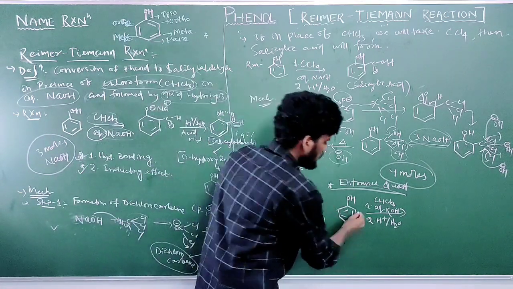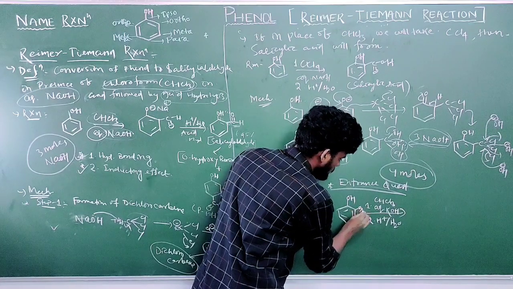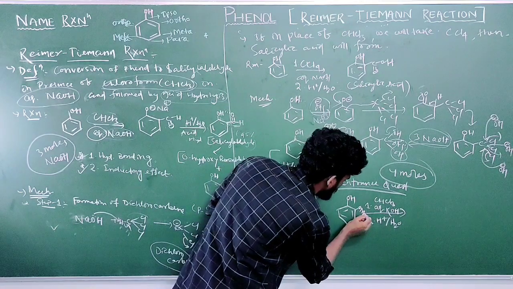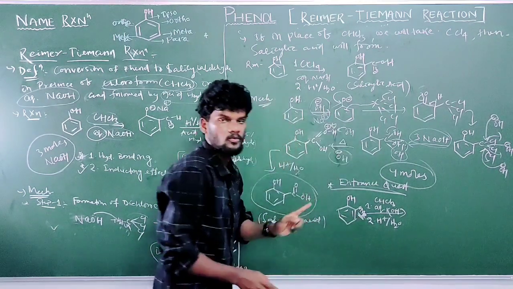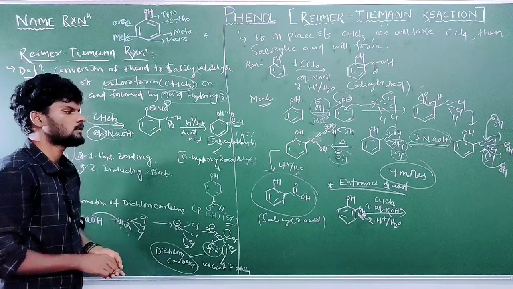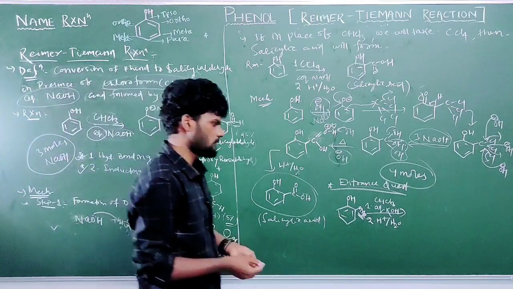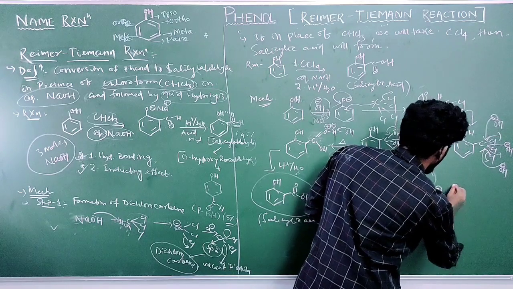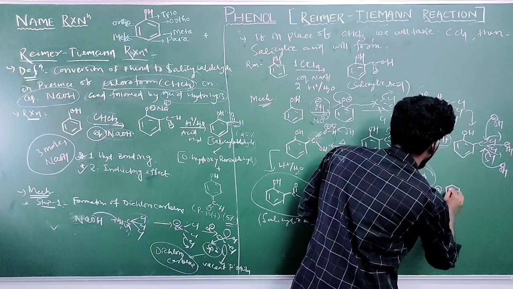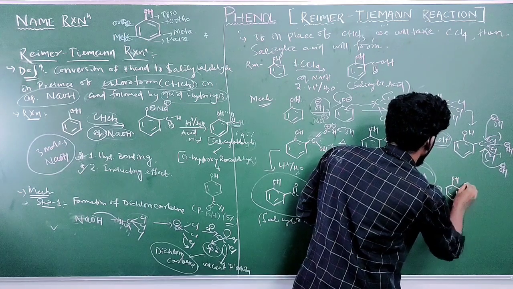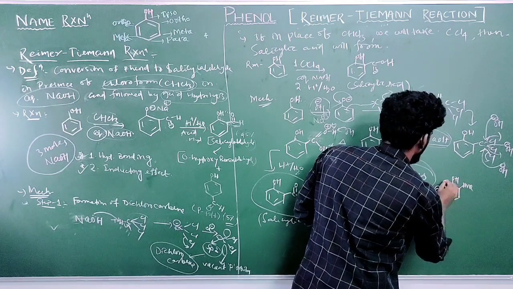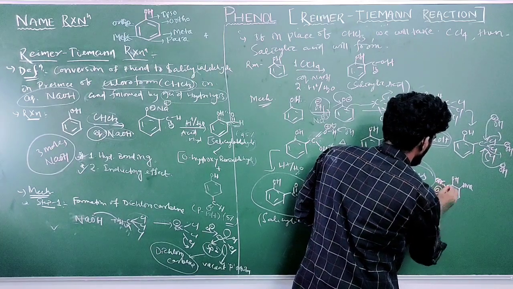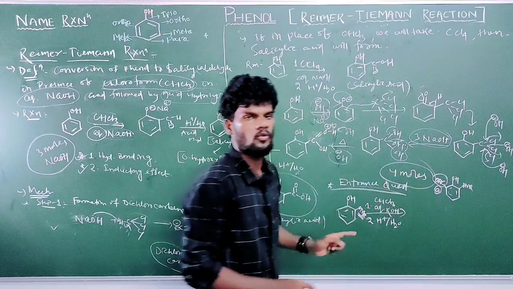Sorry, this is not phenol. To phenol there is an OMe group, a methoxy group. So what will be the product? The options are: option A is like this, OH, OMe, and here CHO, CHO at ortho to the OH group.